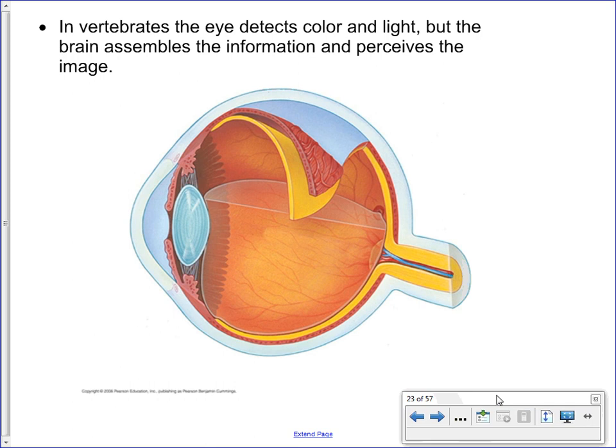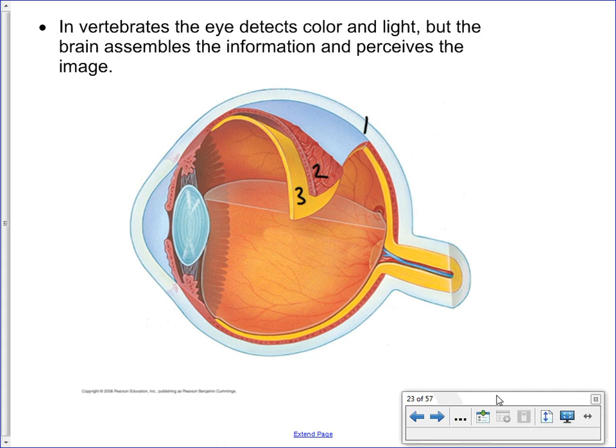So this here is the camera style eye and various different structures that you do need to know and the function of various different structures. So what we do have are three different layers. I'll just label them here as 1, 2, this red flap, and 3, this yellowish flap that we see here.